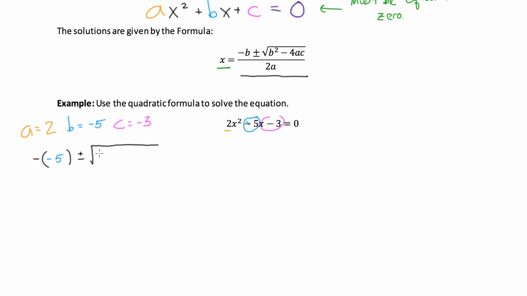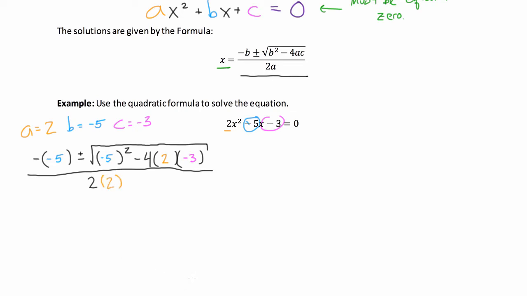Now, the b is squared, and remember when you square a number, you need to keep that in parentheses. So my b is -5, plus or minus 4 times a times c. And now that whole thing has to be under that square root. So now my A is 2, and my C is -3. And that whole thing is then going to be divided by 2 times A, which in this case is 2.